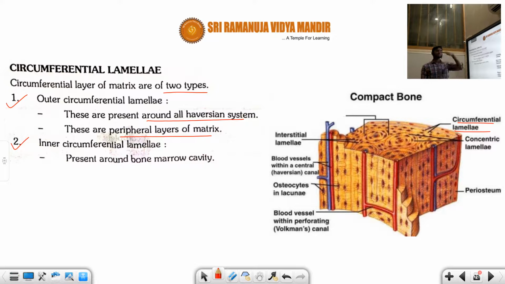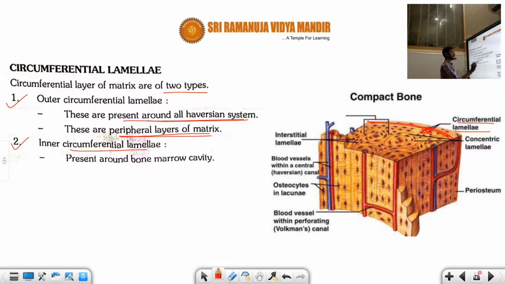That means you can see this is a bone, right? In the bone you can see the circumferential lamellae, the outer part, and the bottom part is called the inner part. So this is the outer part I'm talking about. These are present around all the Haversian systems. Below, we can also represent that an inner circumferential lamella is present. So these are the peripheral layer of the matrix. Peripheral means adjacent, the edge of the system of the compact bone.